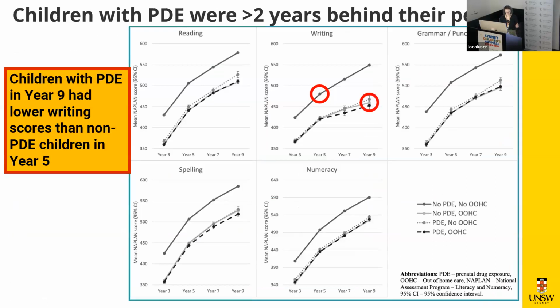We looked at the mean raw NAPLAN scores, and you can see that children with PDE scored significantly below the non-PDE cohort, whether they received out-of-home care or not. They were consistently more than 2 years behind their peers, and looking at writing scores, children with PDE had scores in year 9 that were lower than other children in year 5.